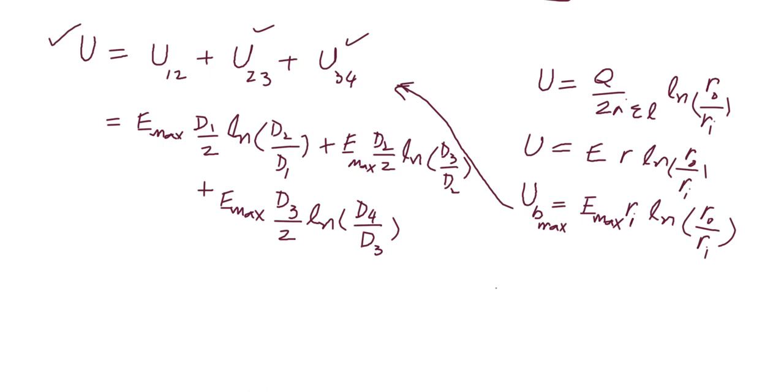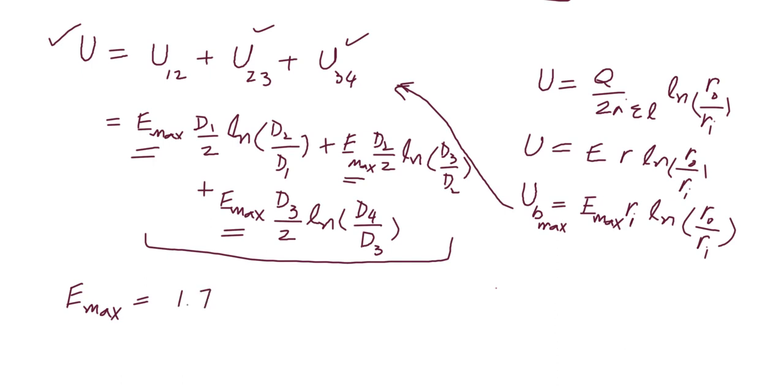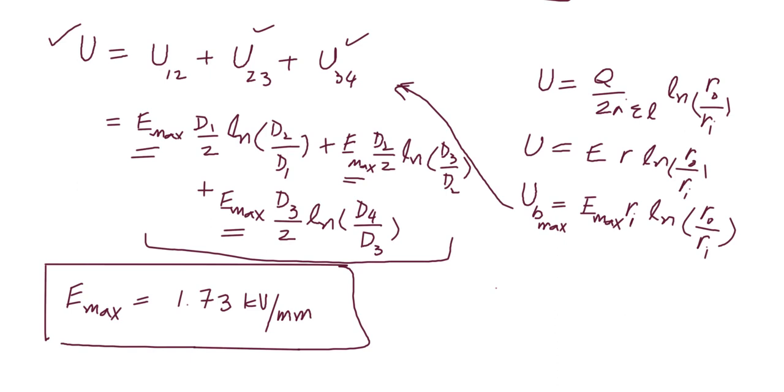After plugging all the values, and we are also given the voltage, which is 30 kilovolt, the only unknown is Emax. We can take Emax common on the right side and plug in the values. So Emax will be equal to 1.73 kilovolt per mm. Okay, so this concludes our solution. Thank you.